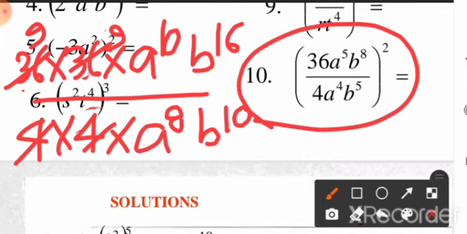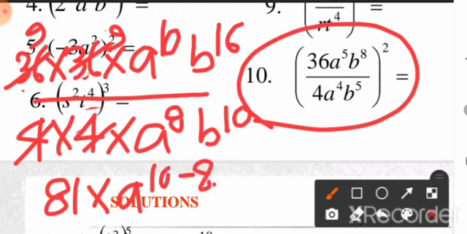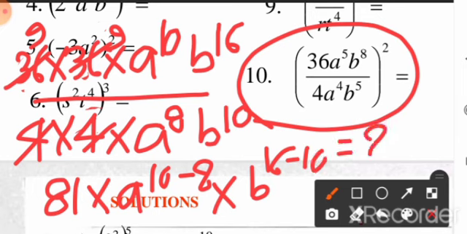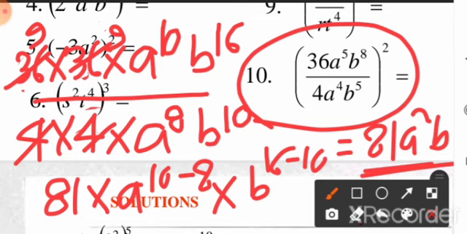Subtract the power of a and the power of b. So 9 into 9 is 81, into a power 10 minus 8, into b power 16 minus 10. So the next step: 81 a power 2 into b power 6. It's the answer: 81 a power 2 and b power 6. Now all the questions related to this law of exponent are complete.